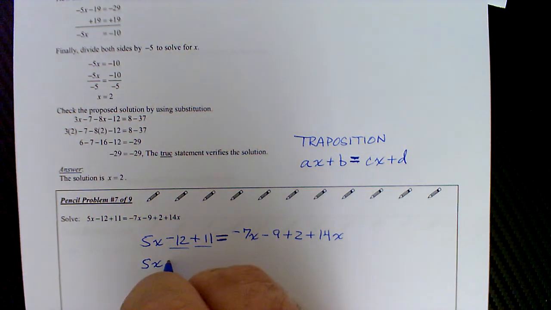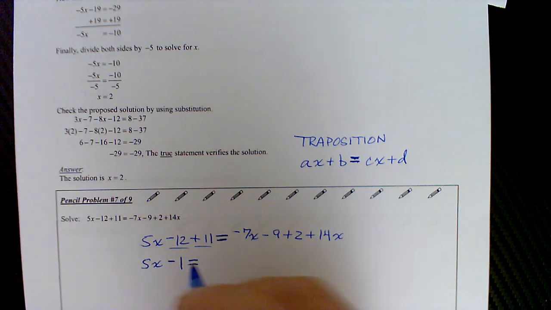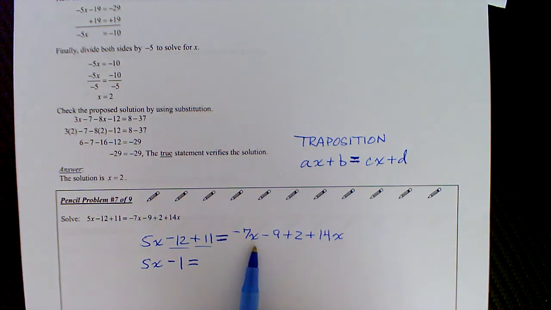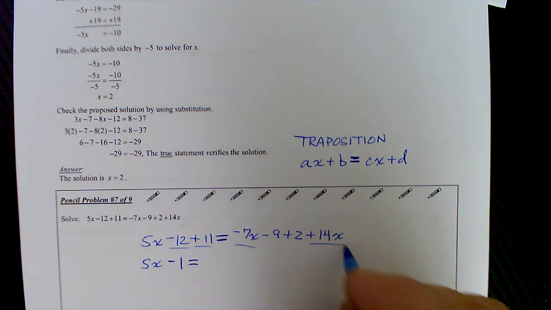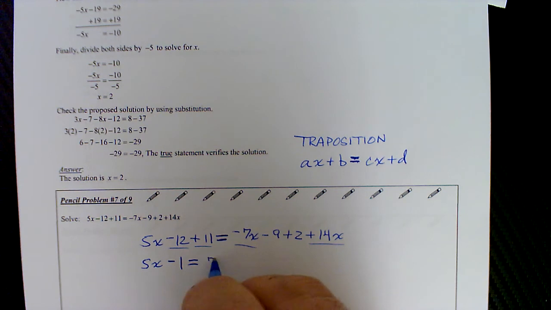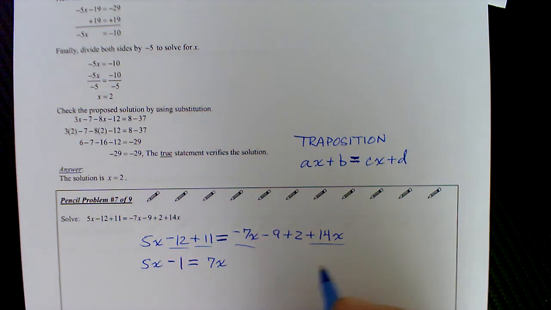I'm going to bring down the equals and look at the right-hand side. I do see that there's more than two things. I want to combine the x's first. There's negative 7x, a positive 14x, combining to give a positive 7x. And then there's a negative 9 and a positive 2 that combine to give negative 7.